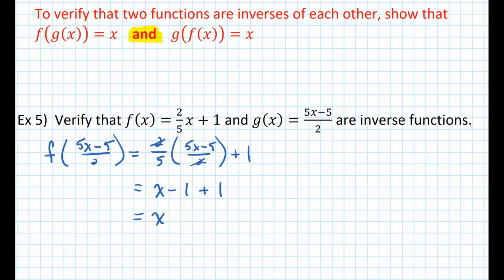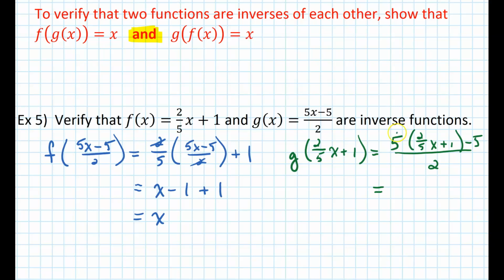So it worked in that direction, but again, in order to verify, we have to check the other direction as well. So on the other side, I've got g of, and my f is 2/5 x plus 1. And again, I'm going to plug that in for my x's in g. So 5 here, and replace x with 2/5 x plus 1 minus 5 all over 2. Again, at first glance, does it look horrible? It does, but does it clean up pretty nicely?